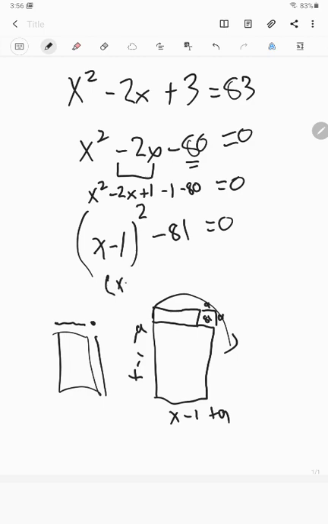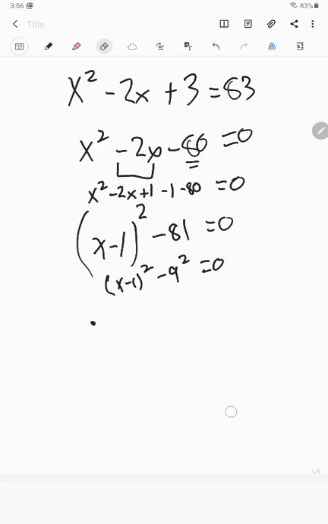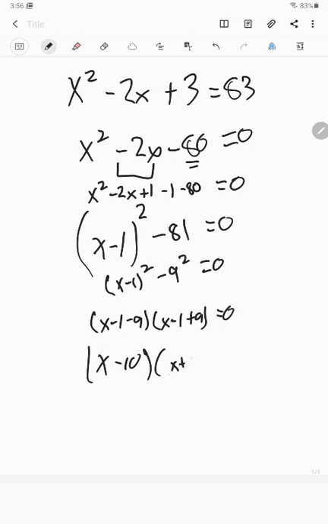You might show an algebraic step in between, like so. And then you get x minus 1 minus 9, x minus 1 plus 9. I get x minus 10, and x plus 8. All right, so it's still standard form to vertex form to factored form.